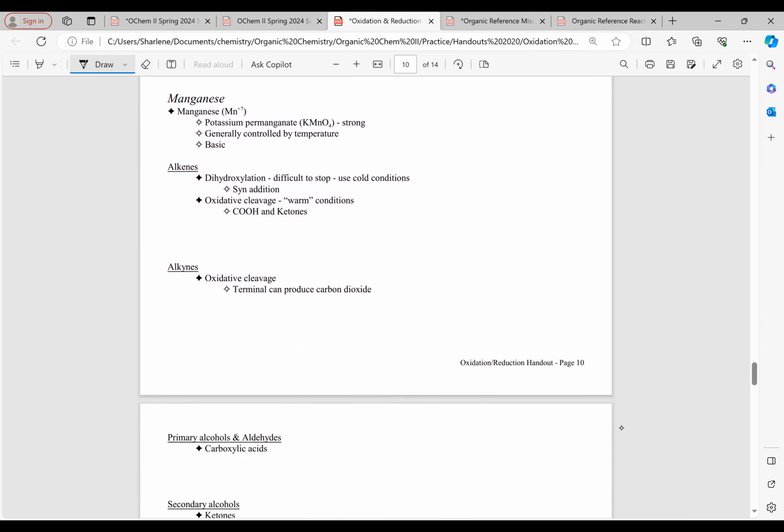All right, let's go to our next metal, which is manganese. And manganese is in the +7 oxidation state. And a long time ago in general chemistry, remember the further away from zero you go, the more reactive it is. And so we're dealing with a +6 and a +7. So manganese and chromium are very strong oxidizing agents. And the manganese that we're going to play with is potassium permanganate, which is KMnO4, and it looks something like this. Okay, so there's your potassium permanganate.